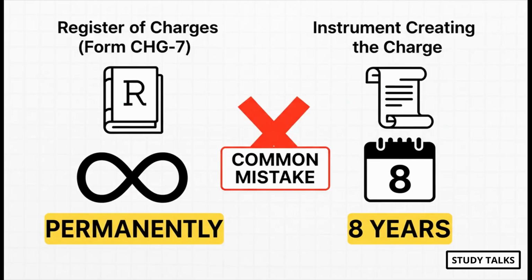Now, this is a classic spot where marks get lost, so listen up. It's about how long you have to keep these documents. The register of charges itself, that Form CHG-7, you have to keep it permanently, like forever. But the instrument of charge, the actual loan document, that only needs to be kept for 8 years after the loan is fully paid off. Permanent for the register, 8 years for the instrument. Do not get those two mixed up.